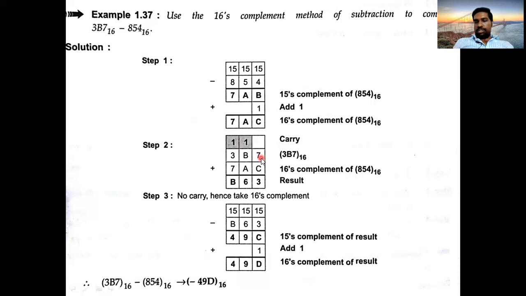When you add these two, C is nothing but 12. 12 plus 7 is 19. 19 is not in the range of hexadecimal. That's why you subtract 16. 19 minus 16 is 3. As we have one subtraction of 16, you will get one carry. Again, A value is 10, B value is 11. 11 plus 10 is 21, 22. 22 minus 16 is 6. Again, you will get one carry. Next, 7 plus 3 is 10, 10 plus 1 is 11. 11 is in the range, so you will get B.